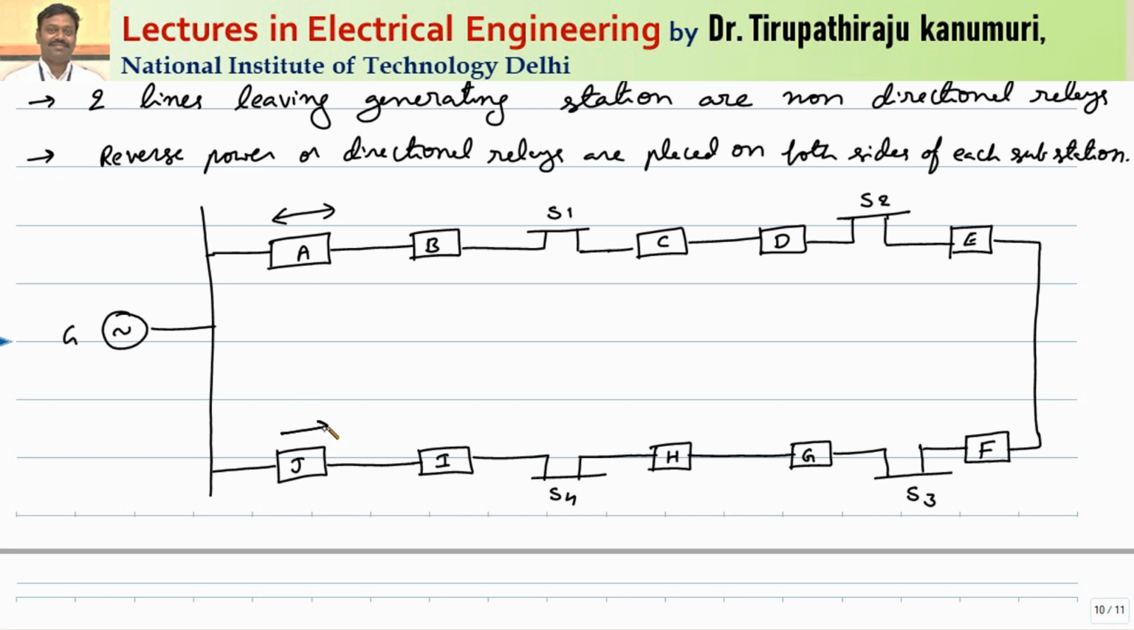For the different sections, that means at each substation, on both sides there will be relays. They are directional relays which will operate only if the power direction has changed. That means this is S1. Under normal operating condition, the power is supposed to pass like this. So this side it will be like this, and here the relay direction will be like this.